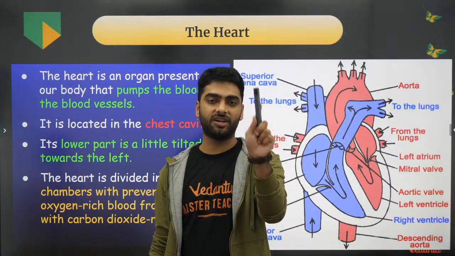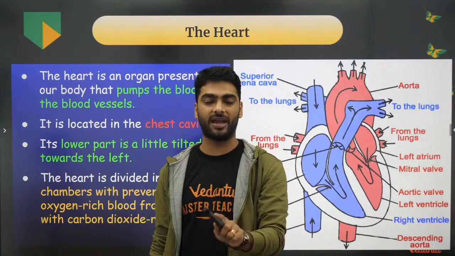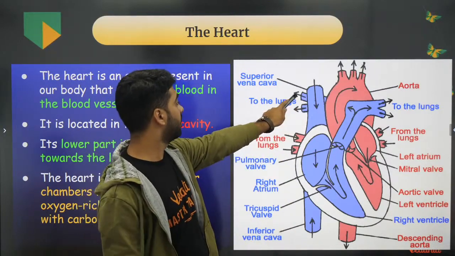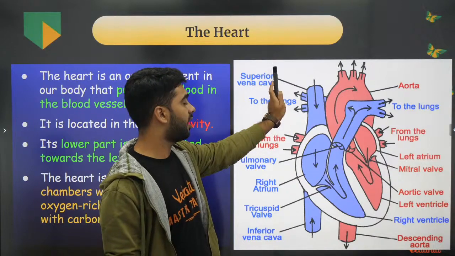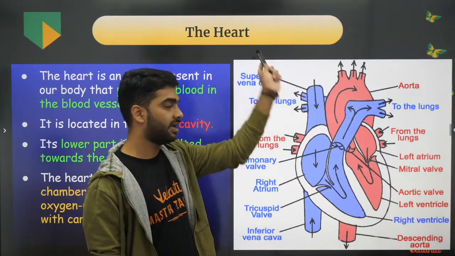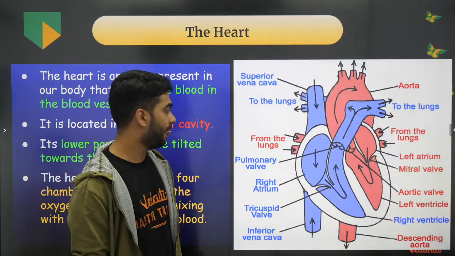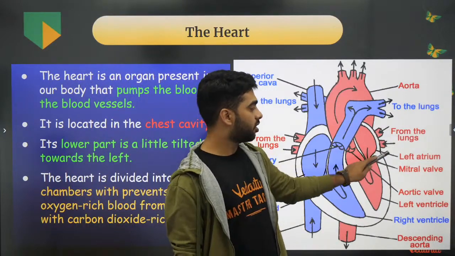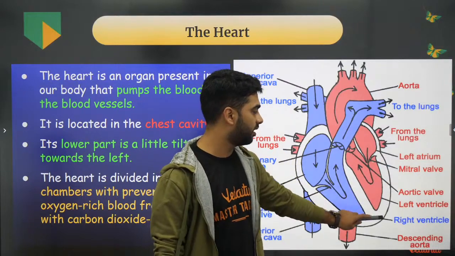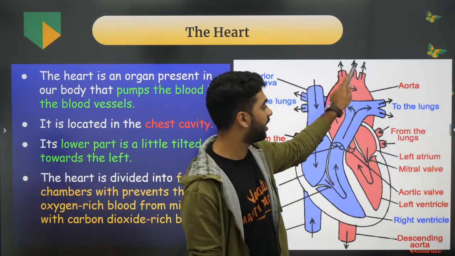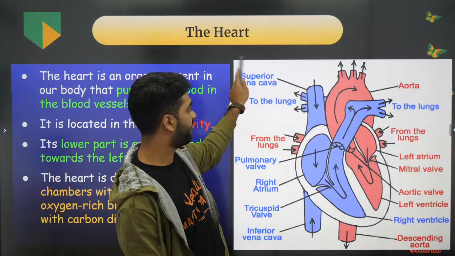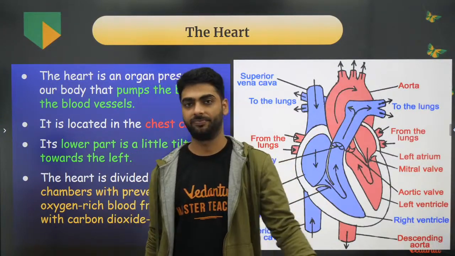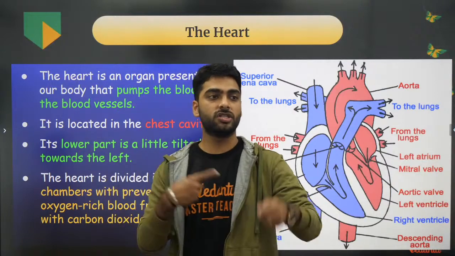vena cava, right atrium, right ventricle, pulmonary vein to lungs. So, lungs, left ventricle, aorta, body, vena cava, auricle, atrium, lungs. Again, lungs, left auricle. So, this is a cycle.